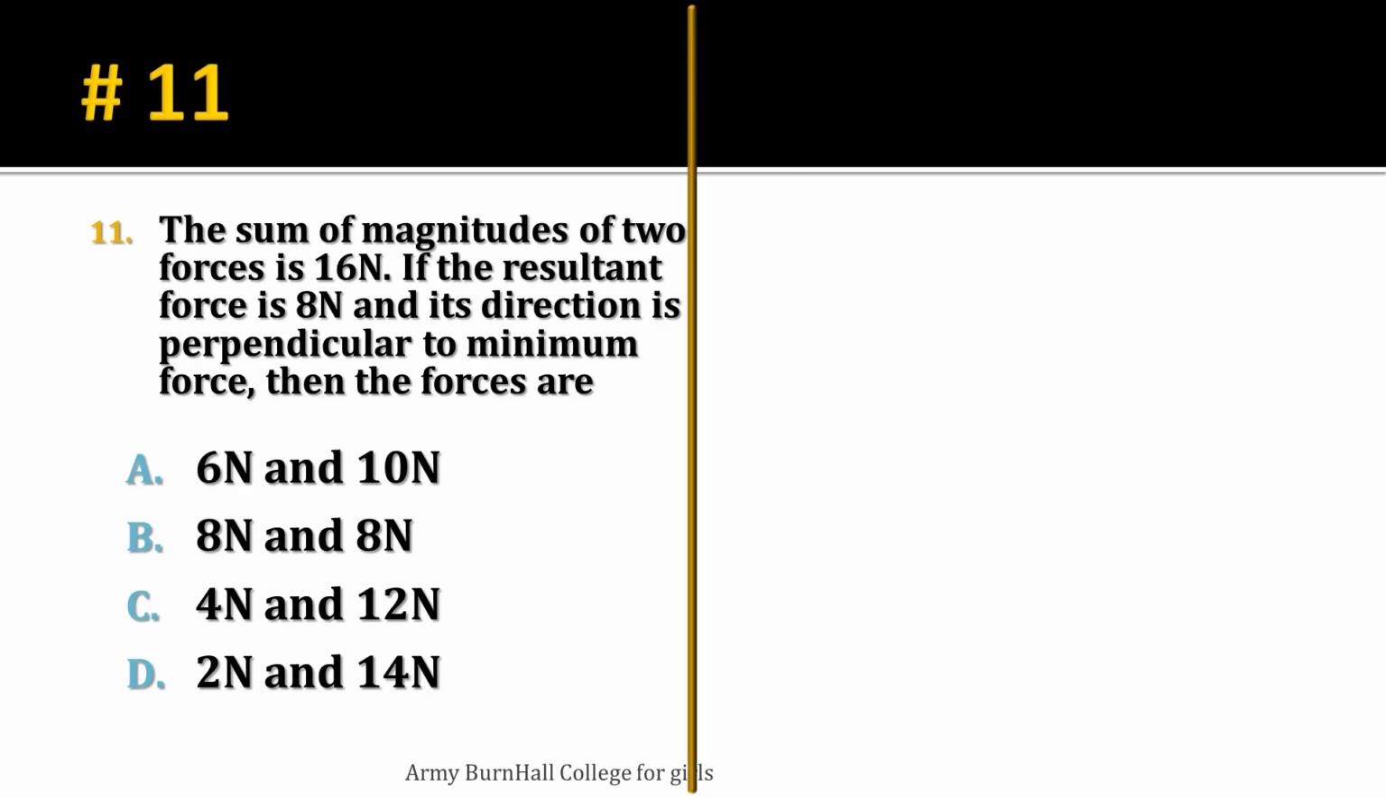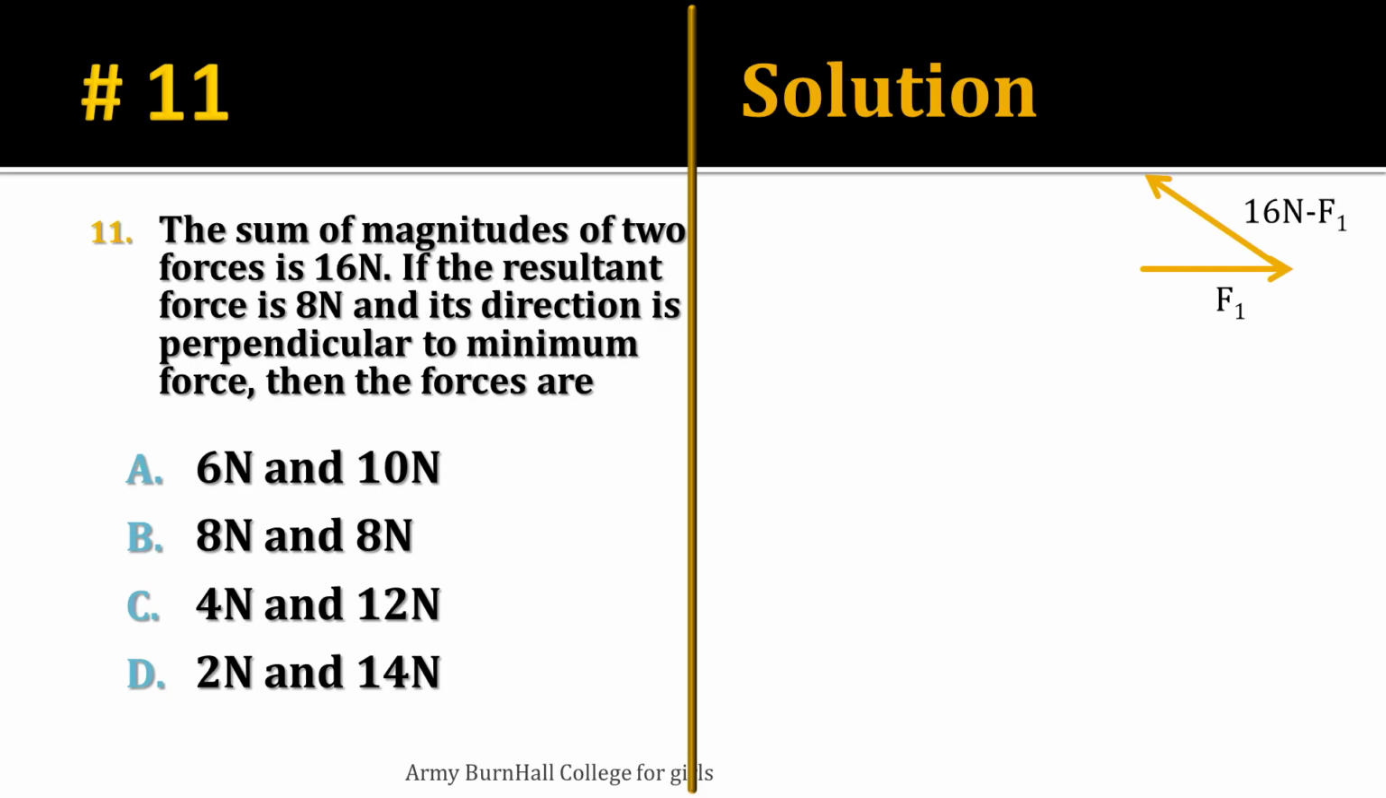Let's check what we are going to do. We will draw the figure. If we have two forces, let's say force F1 and the second force, obviously it will be 16 minus F1, because the sum of these two forces is 16 Newton. So one is F1 and the second is 16 minus F1. Let's say F1 is the smaller force. We don't know which one is smaller, but let's say F1 is the smaller force and the resultant is perpendicular to this smaller force. Resultant is 8 Newton and it is perpendicular to this smaller force. We have to find out the value of the forces.